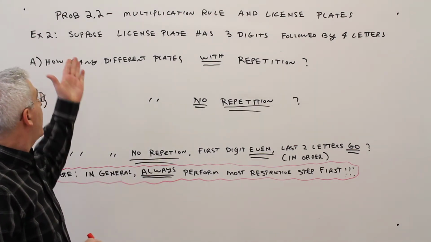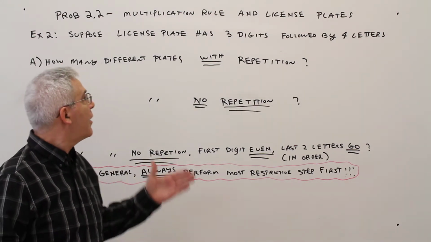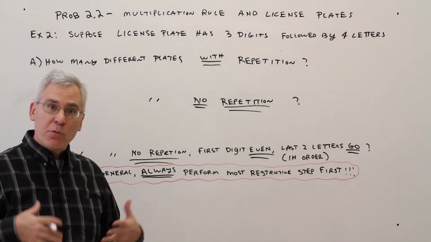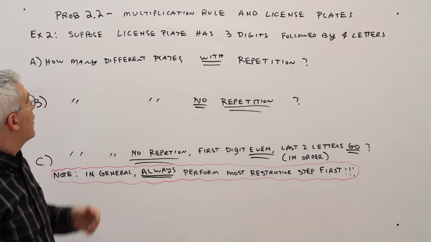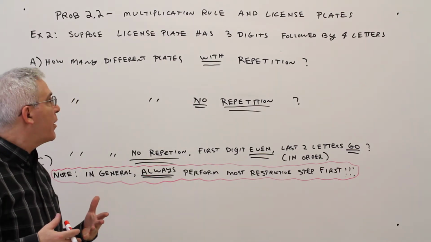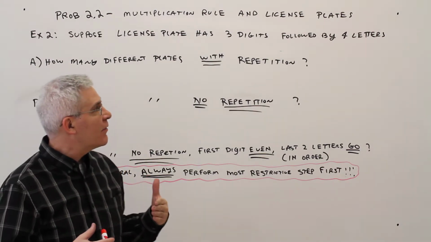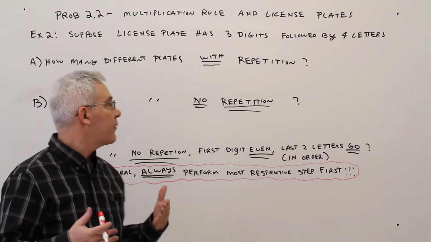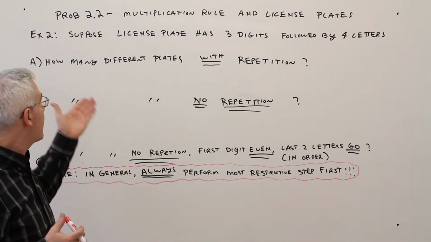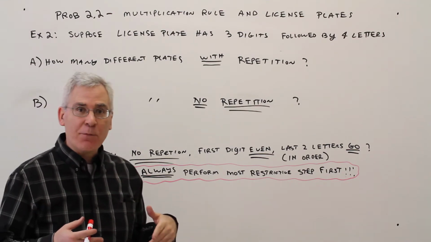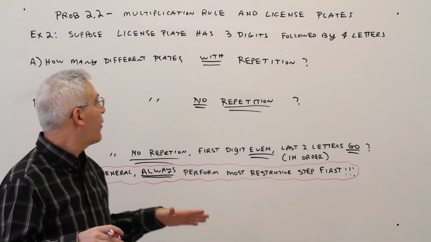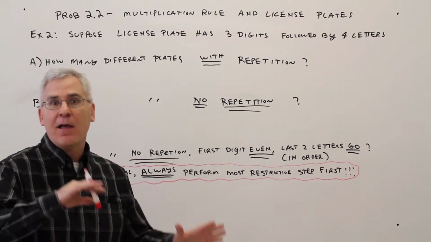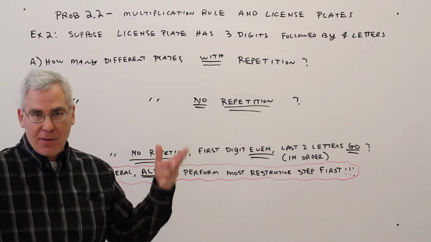Welcome to video 2.2 in probability. We're going to use the multiplication rule in license plates. So here's example 2. Suppose a standard license plate in Illinois has 3 digits followed by 4 letters. There are 3 questions. A, how many different license plates are possible with repetition allowed? In other words, it could be like 555, A, B, B's, anything like that.